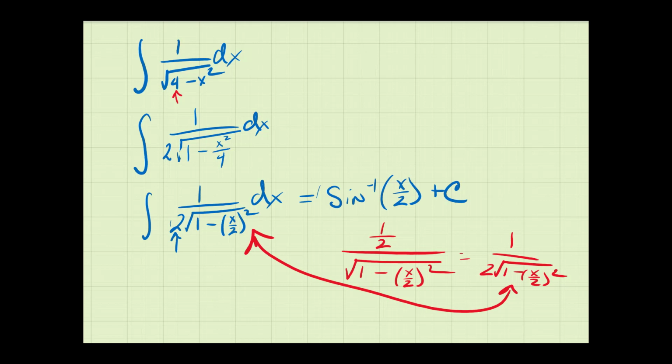Okay, let me do another one of these. Let's try the integral of 1 over 9 plus x squared. Now again, this looks a lot like a tangent function. It looks a lot like the inverse tangent.